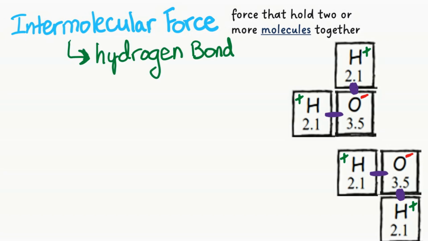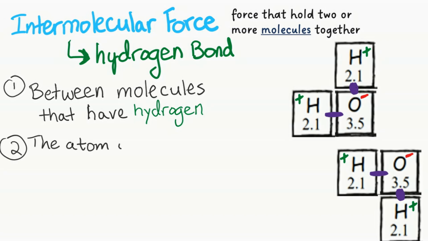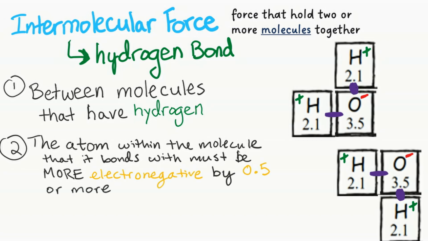To be a hydrogen bond, an interaction must meet both of the following requirements. Number 1, the bond must be formed between molecules that have hydrogen in them. No duh, right? And number 2, the atom within the molecule it bonds with must be more electronegative by 0.5 or more, such as that seen between the oxygen in one water molecule and the hydrogen seen in another water molecule, like we see over here to the right.